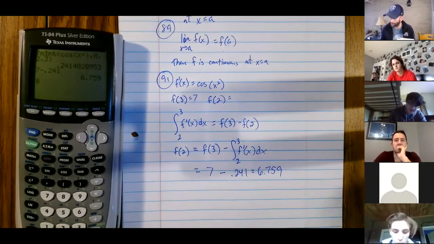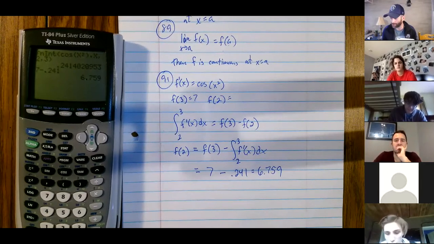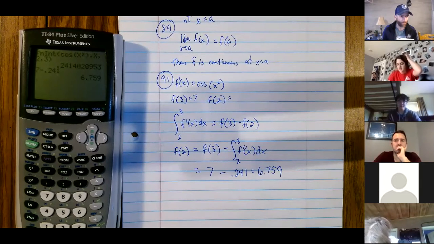759, which is D. All right, thank you, and so 91 should be D. Yes. Okay, I forgot about that. Wait, I have a question.